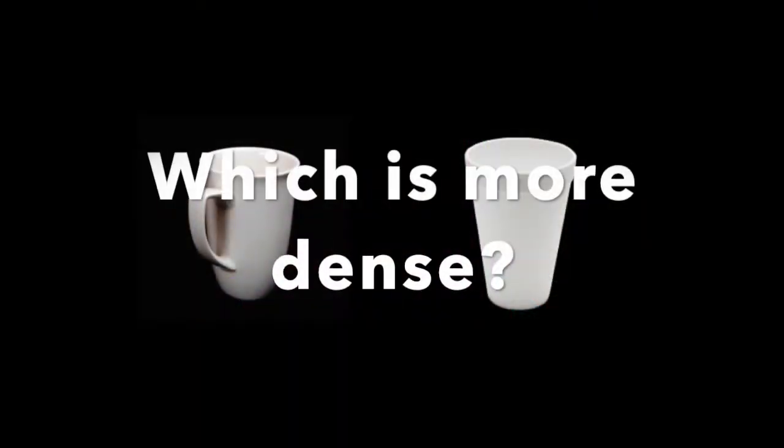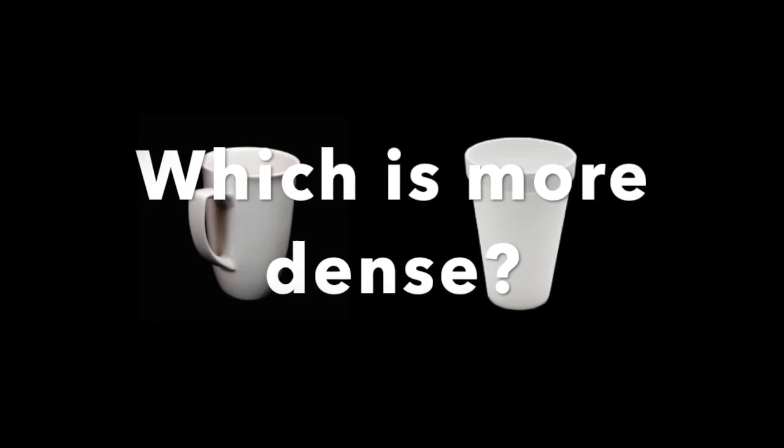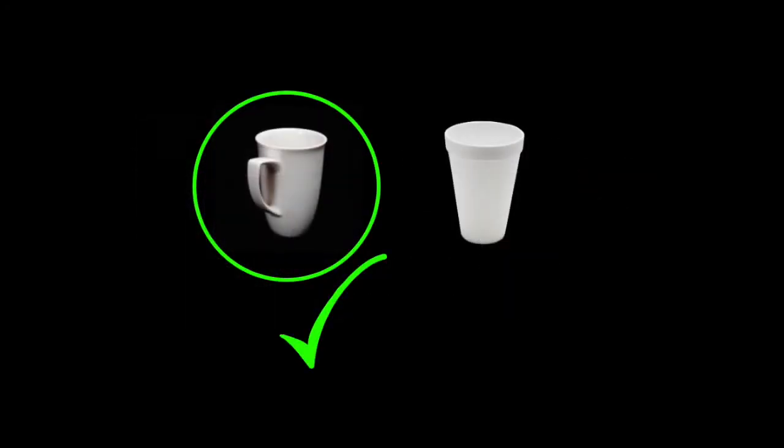Hey guys, today we're going to learn about density. Density is the physical property of matter that defines how compact an object is. In other words, density is the amount of matter in a given amount of space. So for example, if you add a ceramic cup and a styrofoam cup, can you guess which one is more dense? The ceramic cup. It has more material making it up.